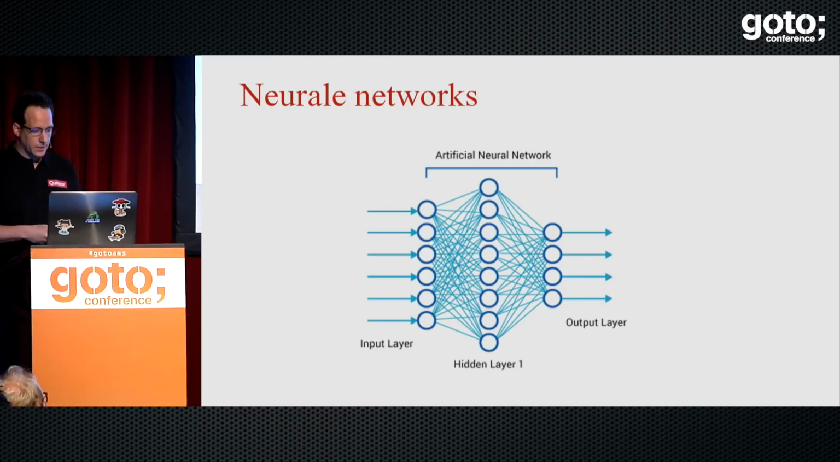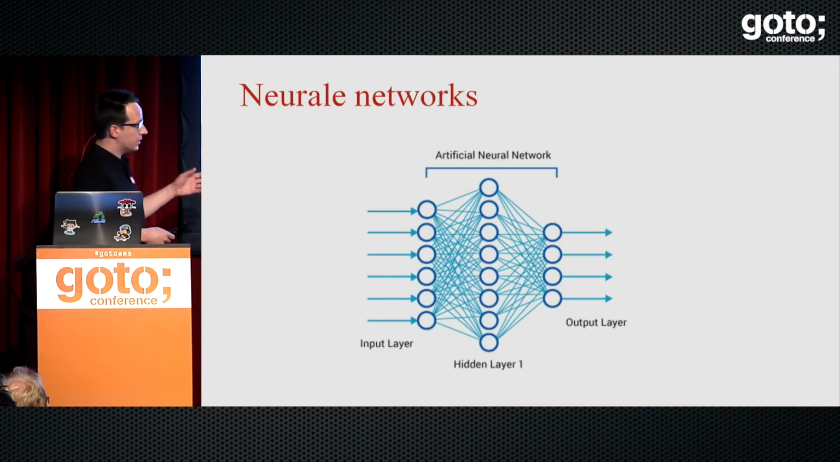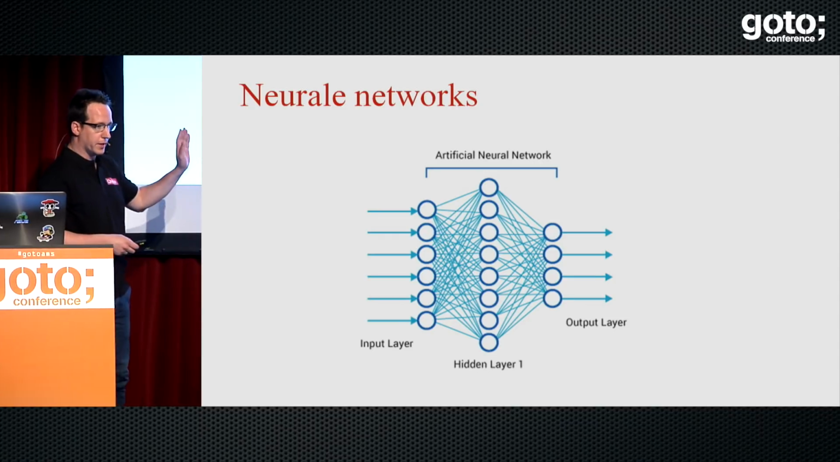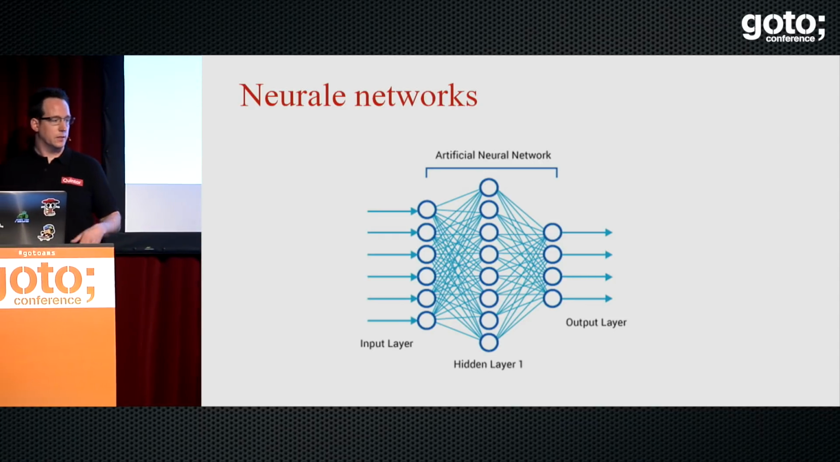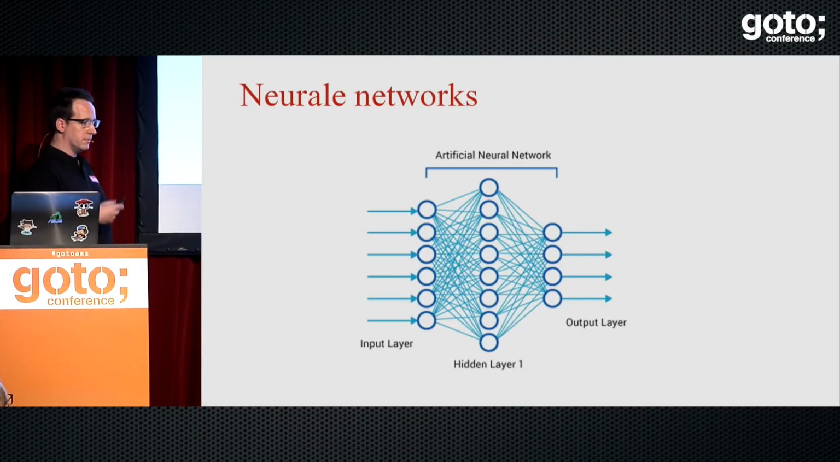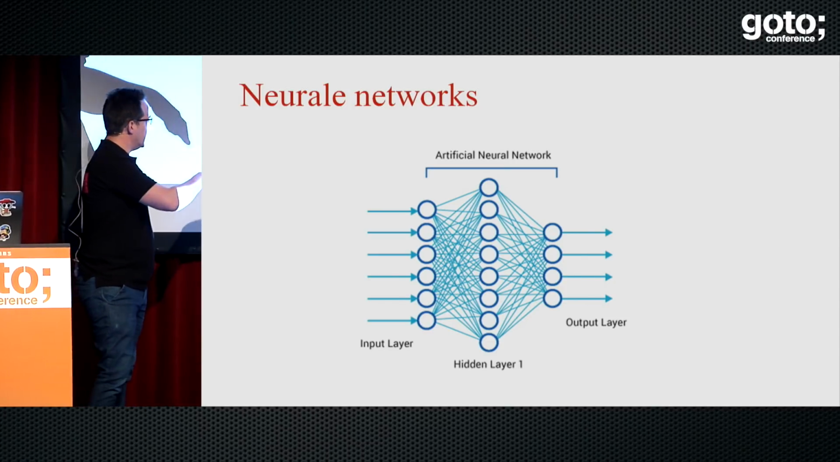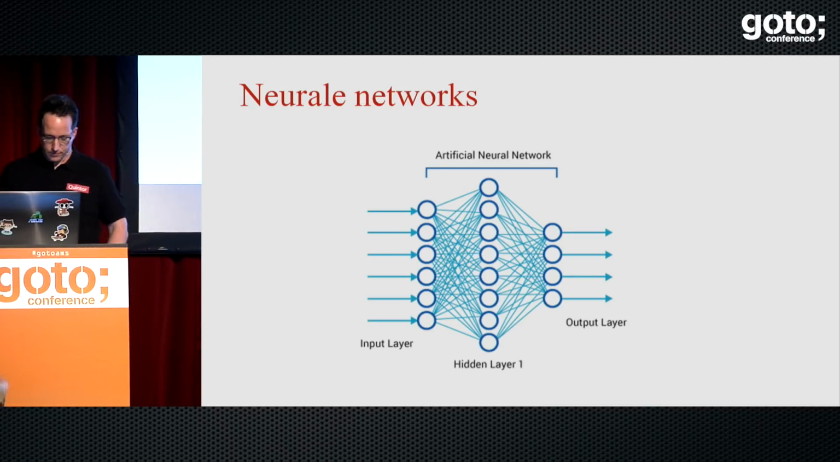Well, combining all these neurons, you will get something like this. This is a three-layered neural network. You have the input layer, the output layer, and a hidden layer. It's called a hidden layer because, well, nobody sees the hidden layer. You only see the input and output as an outside view. And this is fully connected, so each neuron is connected to each neuron in the next layer.